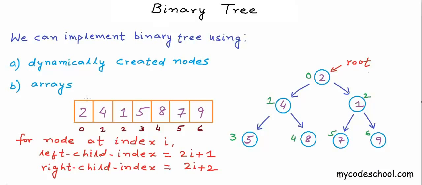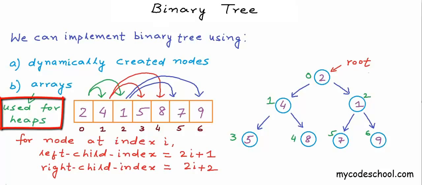For 0, left child is 2i plus 1, for i equals 0 will be 1, and 2i plus 2 will be 2. Now for 1, left child is at index 3, right child is at index 4. For i equal 2, 2i plus 1 will be 5 and 2i plus 2 will be 6. We will discuss array implementation in detail when we will talk about a special kind of binary tree called heap. Arrays are used to implement heaps.